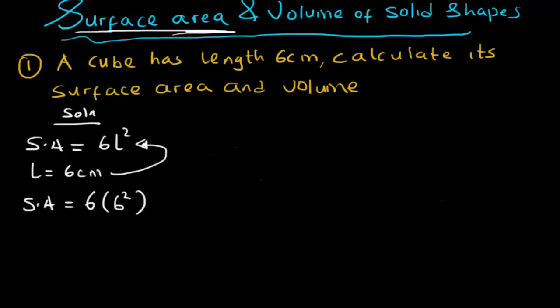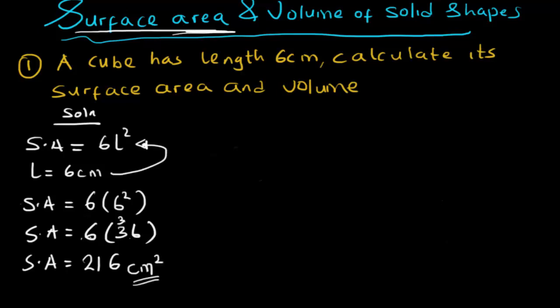Do you understand that? So surface area equals 6. 6 square is 6 times 6, so we have 36. So surface area equals 6 times 36. We have 6 times 6, 36. 6 carry 3. 6 times 3, 18. Plus 3, we have 21.